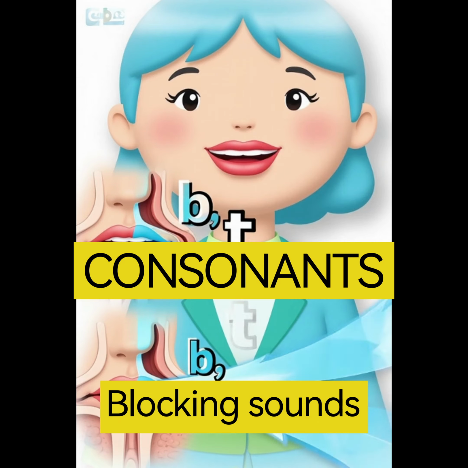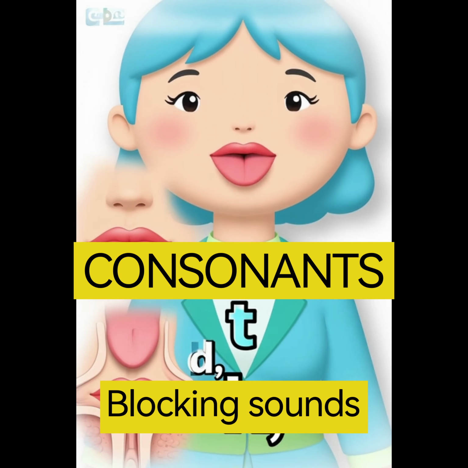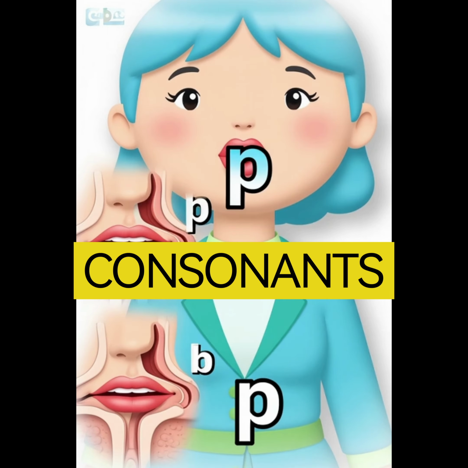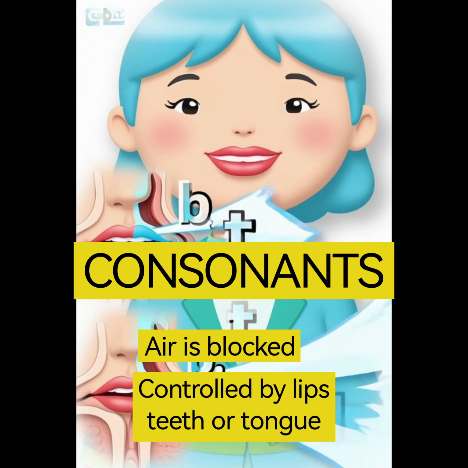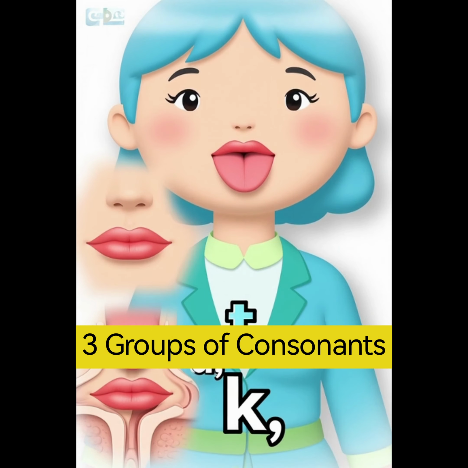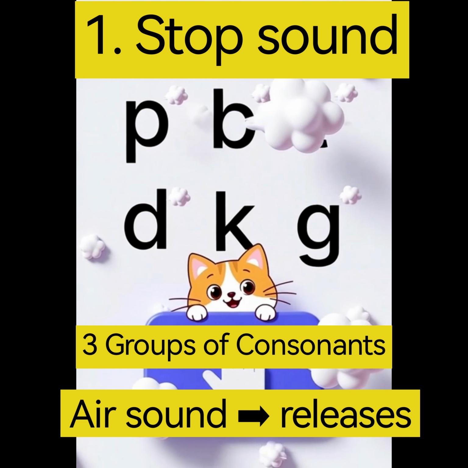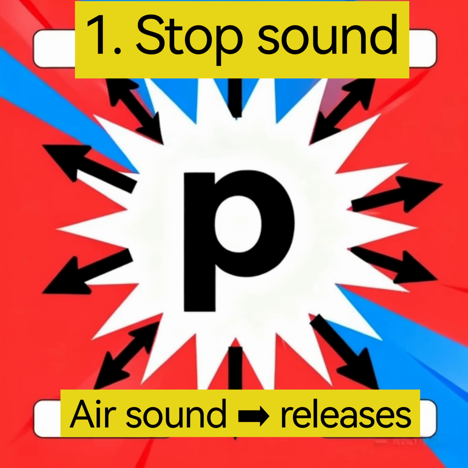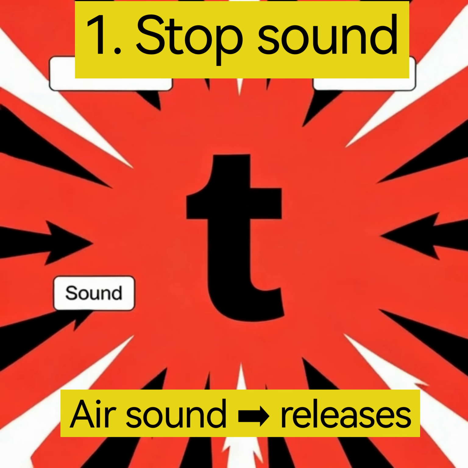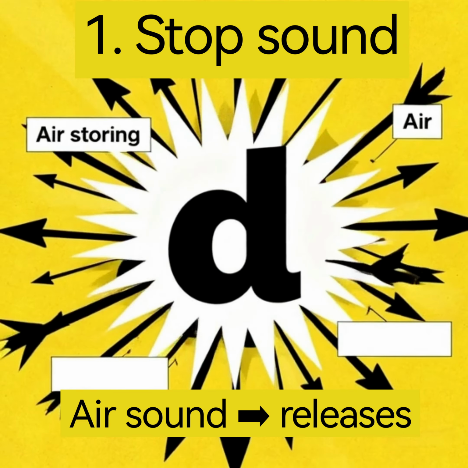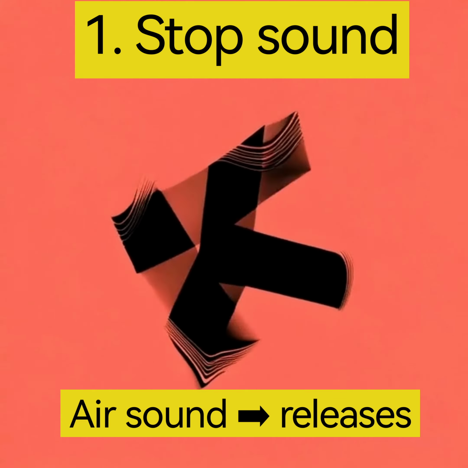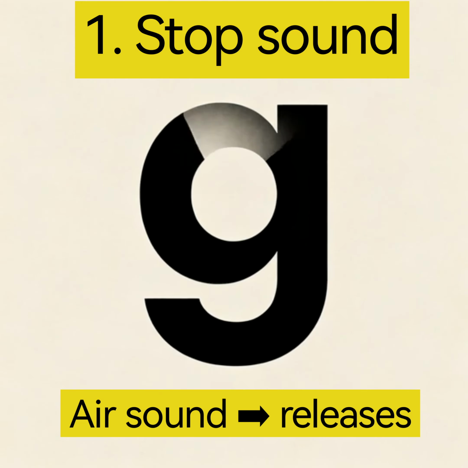Consonants, the blocking sounds. Now let's look at consonants. Consonants are sounds where air is blocked or controlled by the lips, teeth, or tongue. Here are three important consonant groups. Stop sounds. Air stops, then releases. P, B, T, D, K, G.